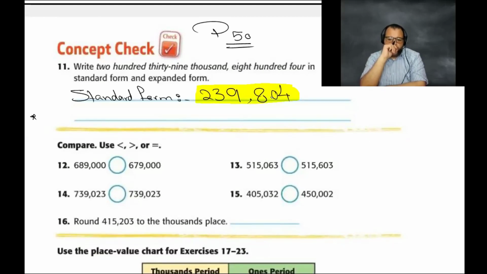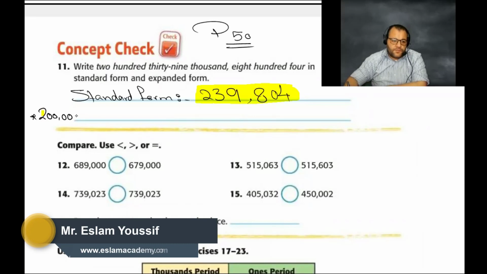No. So we can ask Yahya. Yahya, can you solve this one with me, please? The expanded form? 200,000. 2 here is in the 100,000 place, so its value would be 200,000. Plus?